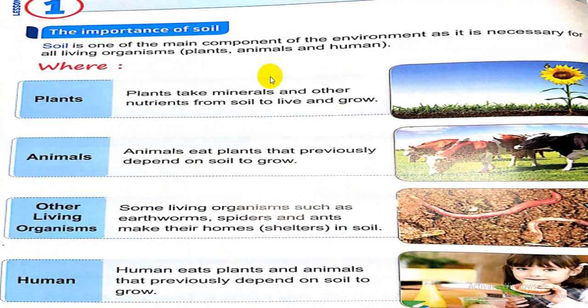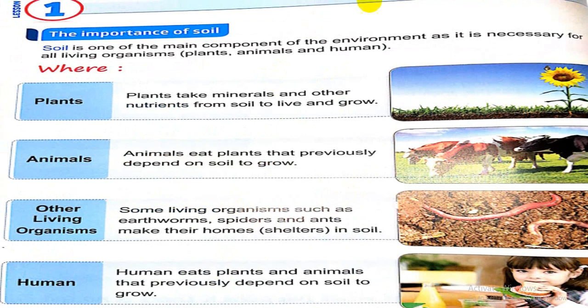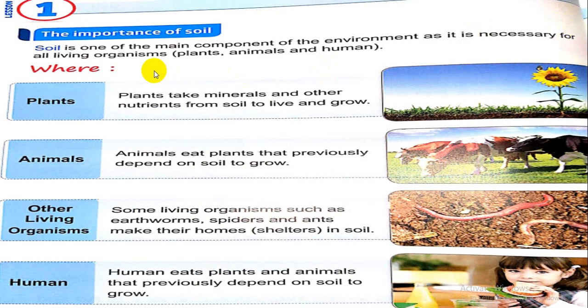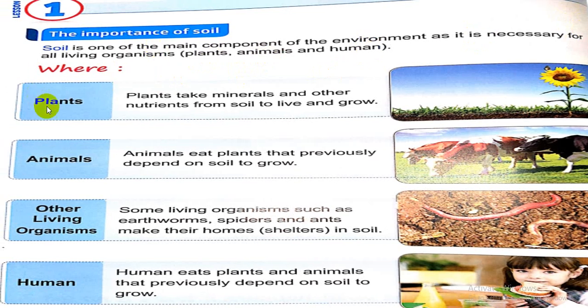The next topic, the importance of soil. What is the importance of soil? Soil is very important. It's one of the main components of the environment because it's very necessary for all the living organisms, plants, animals, and humans. Let's see its importance for plants.